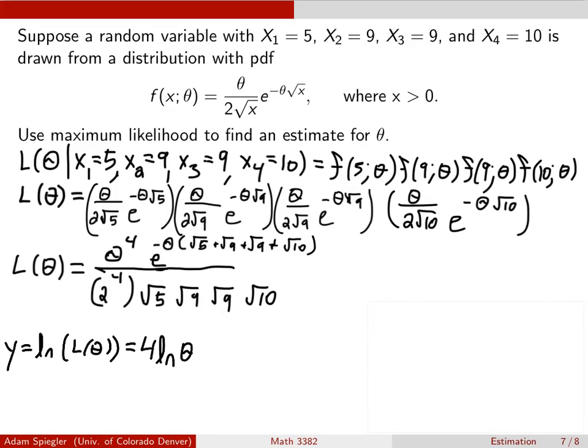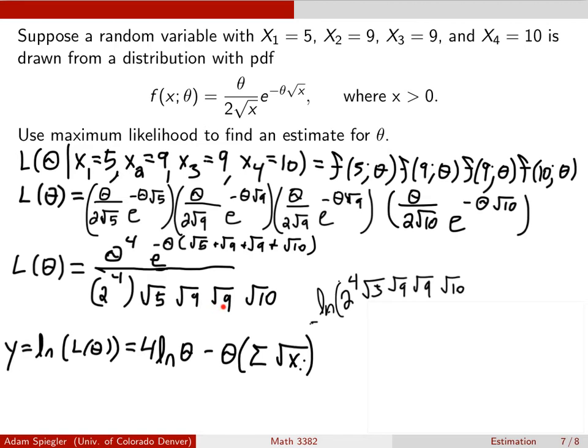And so when I take the log of L, I'm going to get the natural log of theta to the fourth, which we can write as 4 times the natural log of theta. When I take the natural log of this term, the natural log and the e are going to undo each other, and we're just going to get minus theta times, I'm going to shorthand this as the sum of the square roots of the xi's, and then we would subtract the natural log of the denominator, which is 2 to the fourth times the square root of 5 times the square root of 9 times the square root of 9 times the square root of 10. So this is what we get when we take the natural log of our likelihood function.